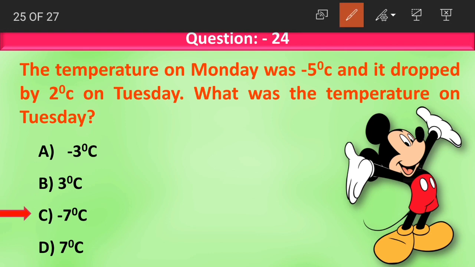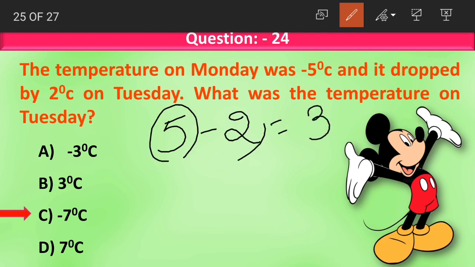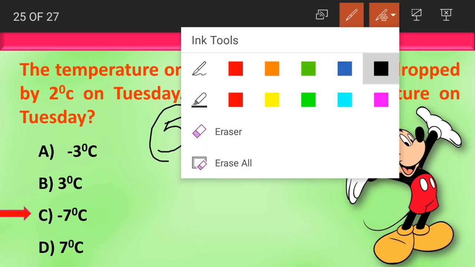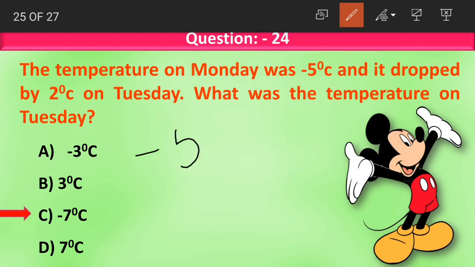How to solve this? If I say the temperature was 5 degrees and it decreased by 2 degrees, how will you do it? 5 minus 2 is equal to 3. It was 5 and it decreased by 2, so the answer will be 3. In the same way, it was minus 5 degrees, it decreased by 2. So minus 5 subtract 2. Minus 5 degrees and then we are subtracting 2 degrees. Now what will the answer be?